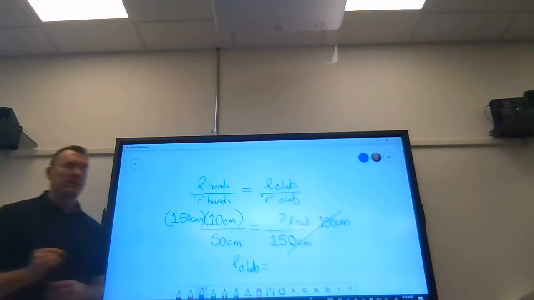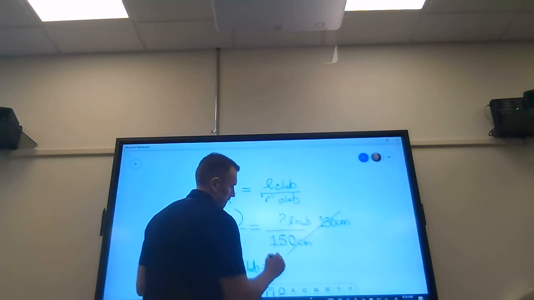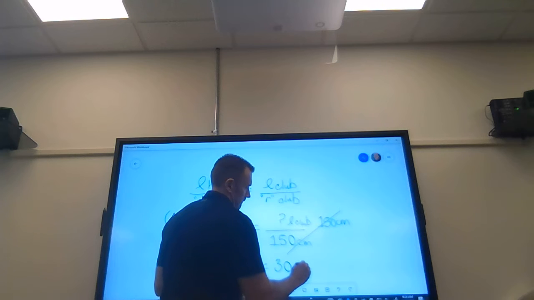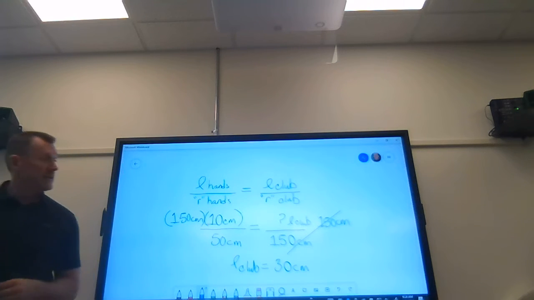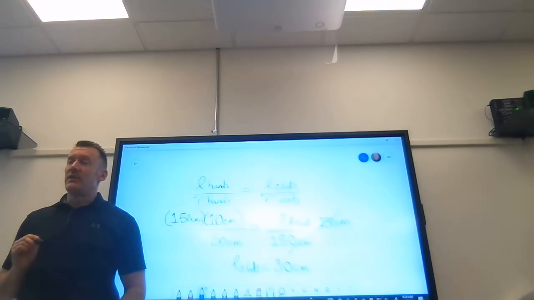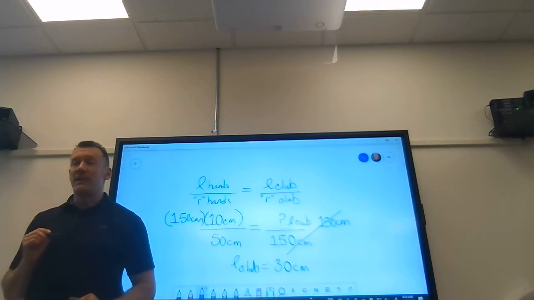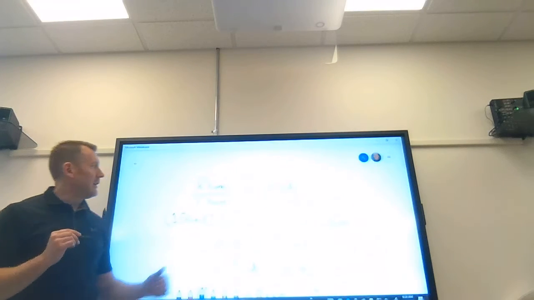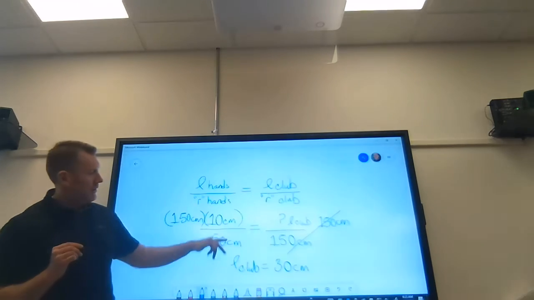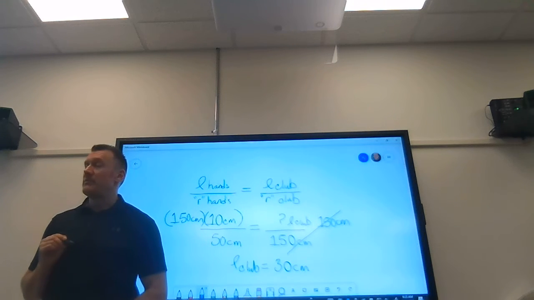So the arc length of the club is... and that's because of the radius. The difference in radius is, the radius is 3 times that of the hands, so you'd expect the arc length to be 3 times that of the hands as well. The arc length of the hands is 10, so the radius is increased by a factor of 3, so you'd expect it to be 3 times as well.